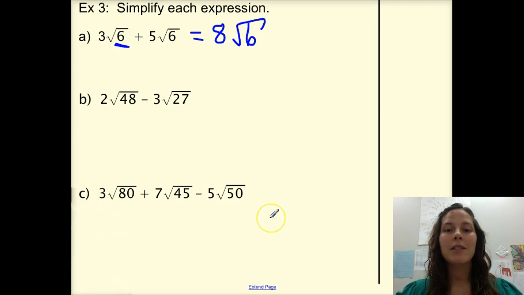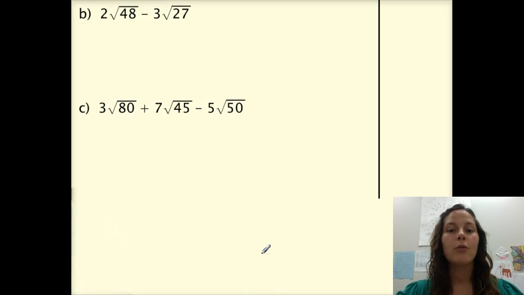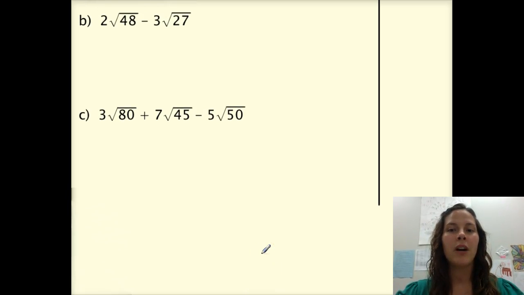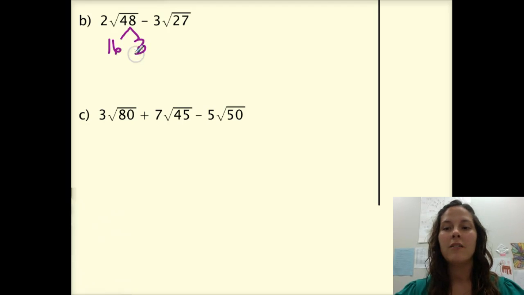For part B, it seems like this is simplified because we don't have like terms. The radicands, the numbers under the radical sign, are not the same, so it looks like it's already simplified. However, we can simplify radicals. So remember how to put radicals in simplest form. You find perfect square factors. So for 48, a perfect square that goes into 48 is 16, and it is 16 times 3. For 27, the perfect square is 9, and we would have 9 times 3.